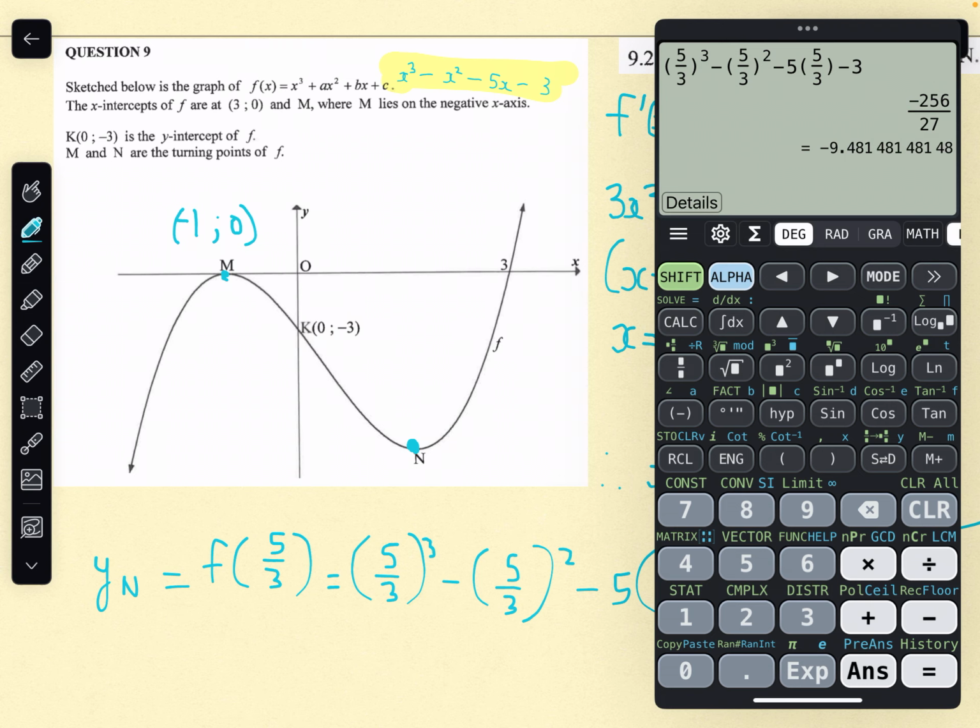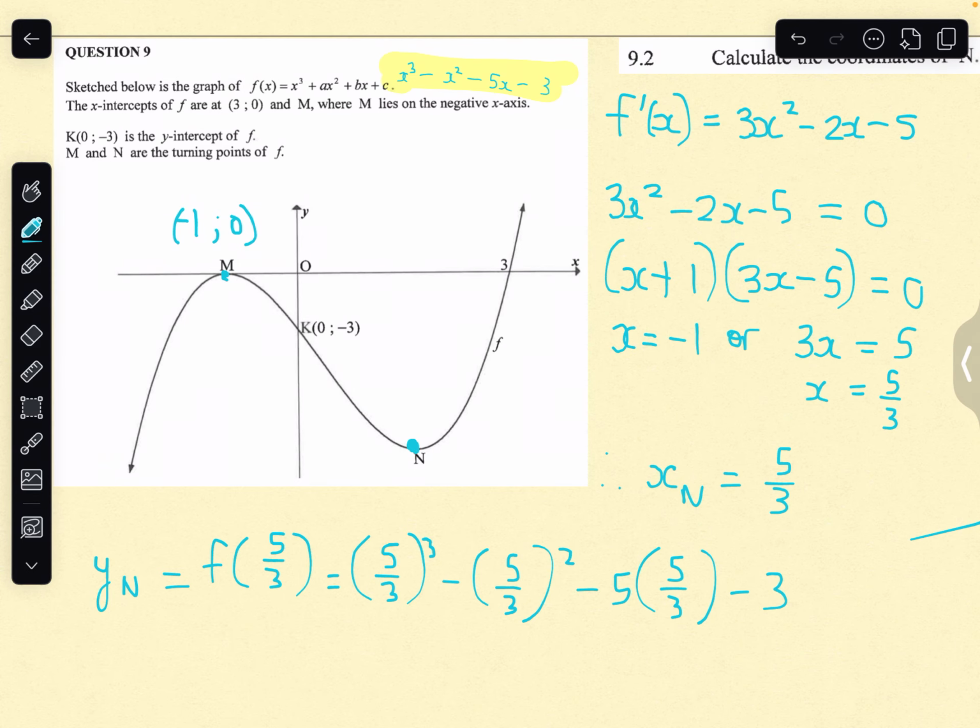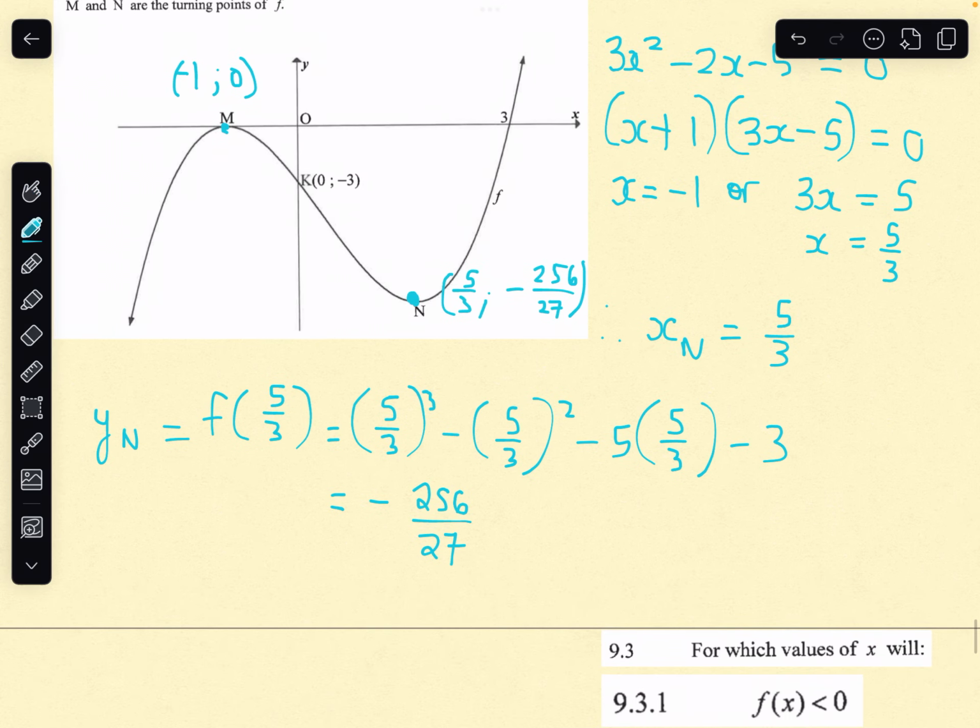Minus 256 over 27. Ugh, what a weird number. My goodness. Okay, so this will be 5/3 and minus 256 over 27. Okay, right. On to the next.